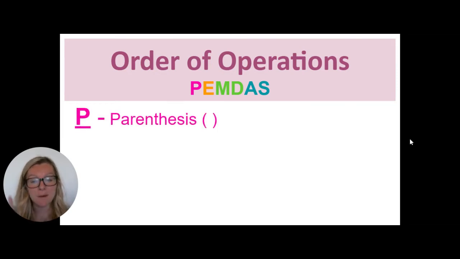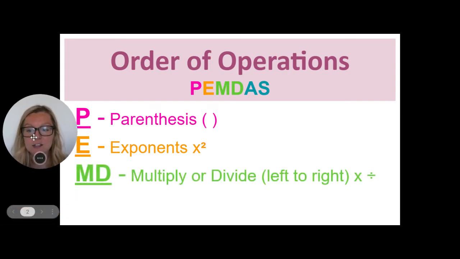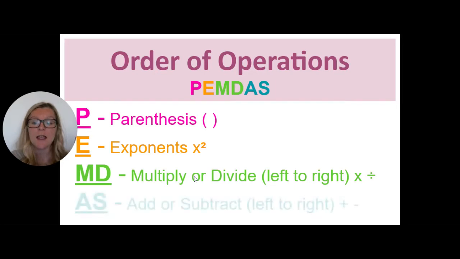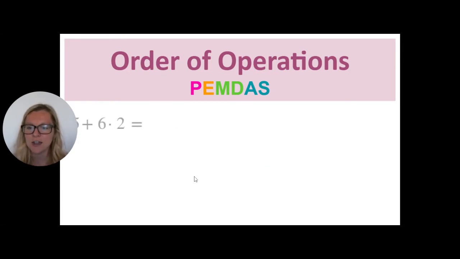So as we might have seen before, P is going to stand for parentheses, E is going to stand for exponents. Remember, that's this little number up here. M and D, I like to put on the same row because we are going to multiply and divide from left to right. And then A and S stand for add or subtract. And we're also going to do that from left to right. Okay, let's look at a few examples.